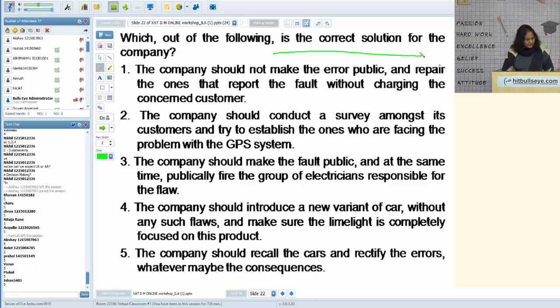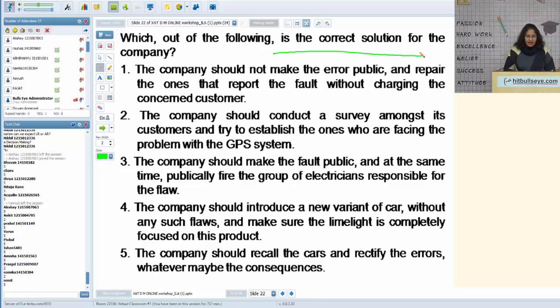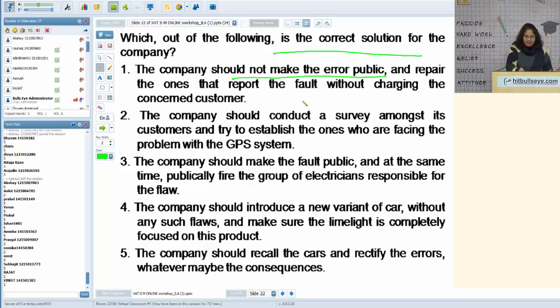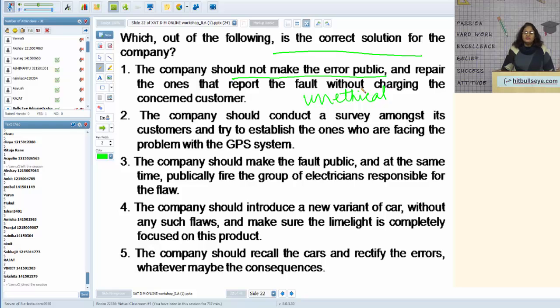Okay, so Rituja says it's first. Ankit goes with the second. The rest of you feel it's fifth. Okay, Pranjal again is the second. The first one, that it should not make the error public. We never choose this kind of an option because it is unethical. Yes, your everyday experience might tell you that this might be a good idea, but no, this will definitely affect the brand image and it is unethical, so we don't do this.